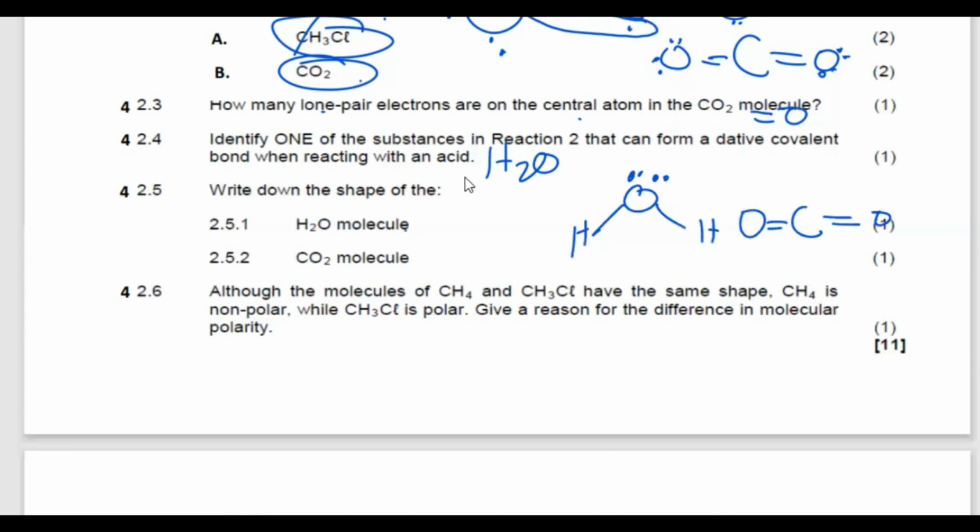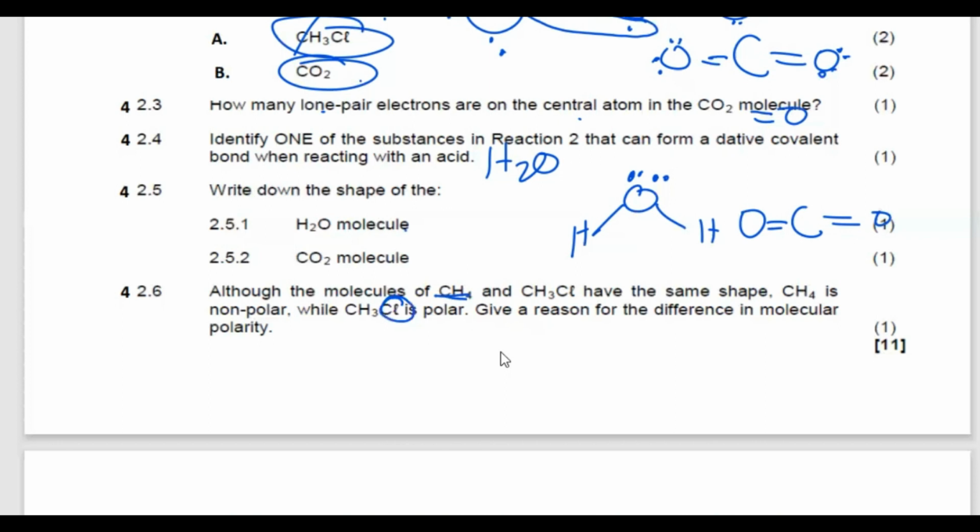Although molecules of methane and chloromethane have the same shape, yes, methane is nonpolar while chloromethane is polar. Give a reason for your answer. It's because of the chlorine. Yes, it has a different electronegativity, meaning that it will bring about a difference.